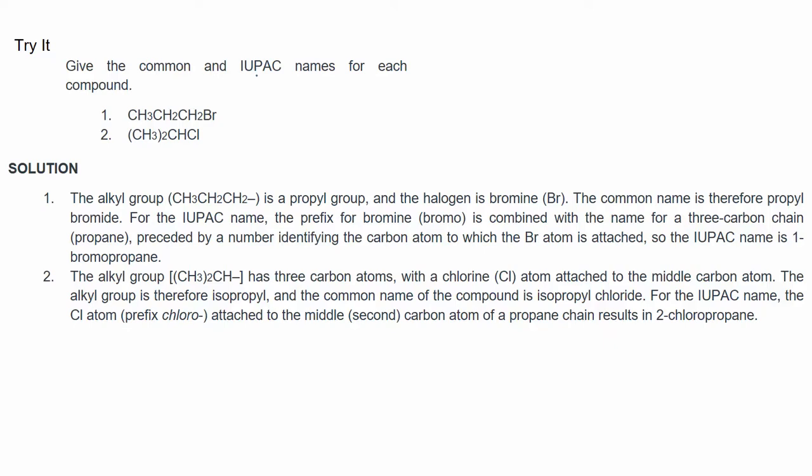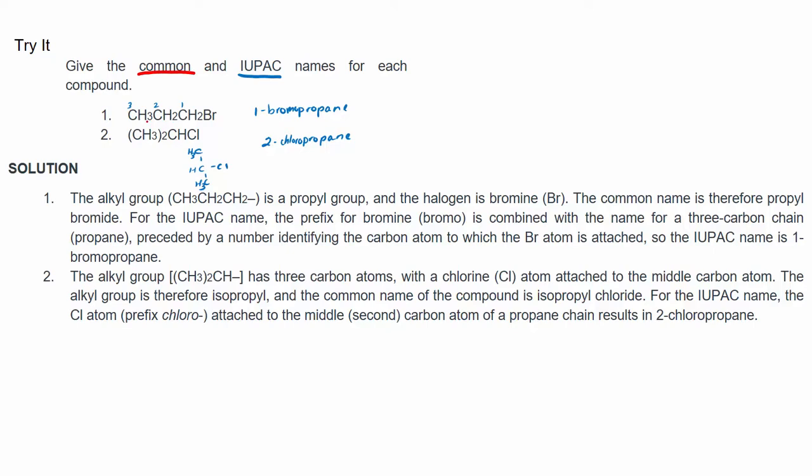So let's try it. We'll give the common and the IUPAC name. We'll start with the IUPAC name. Remember, in IUPAC nomenclature, we're looking for the longest carbon chain. So you might have to draw out a couple of these if you're in condensed structure and they don't look familiar to you. So here we start with propane. And the bromine is on carbon 1, so this would be 1-bromopropane. For number 2, again, we start with our longest carbon chain, which is also a propane. But this time we have a chlorine on carbon 2, so this is 2-chloropropane.